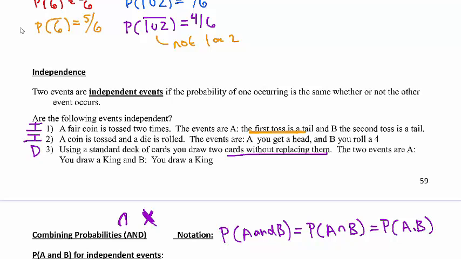Using a standard deck of cards, you draw 2 cards without replacing them.